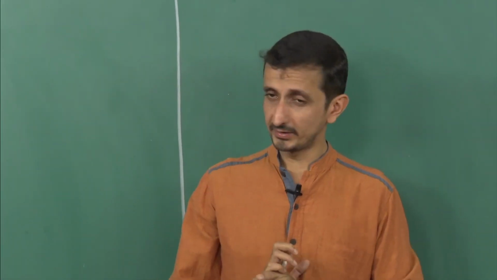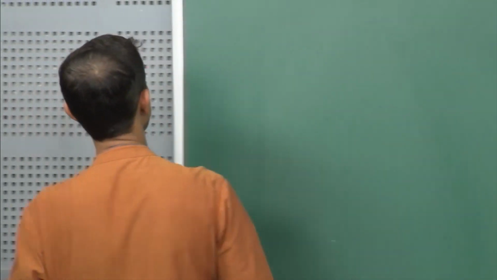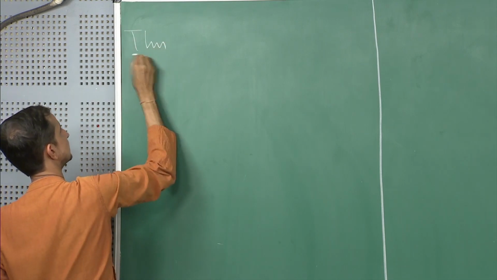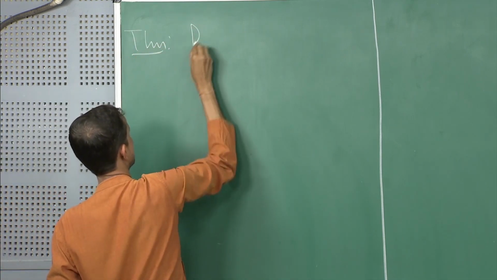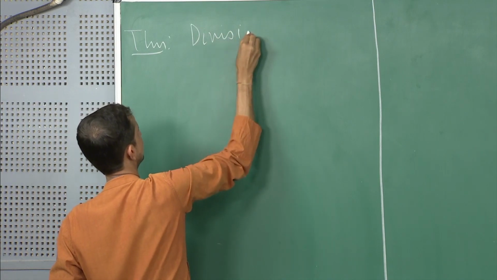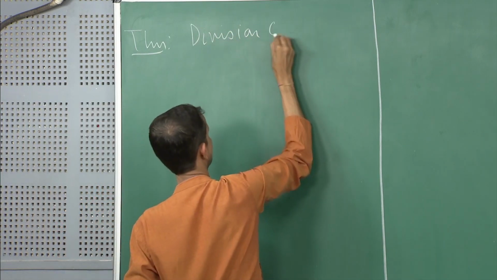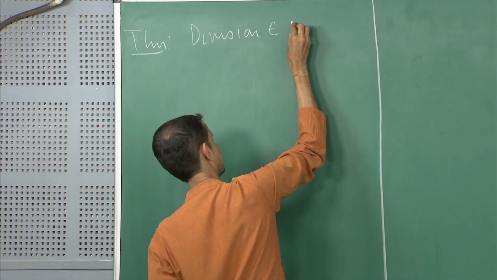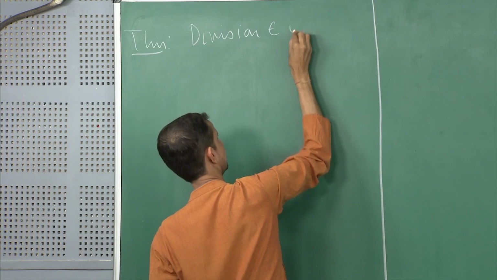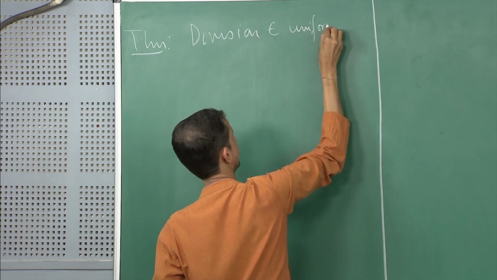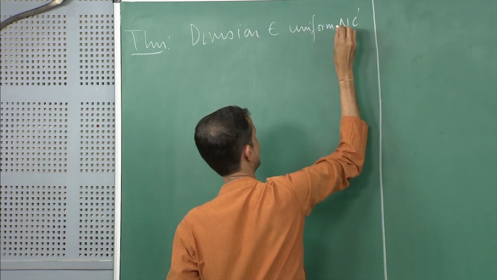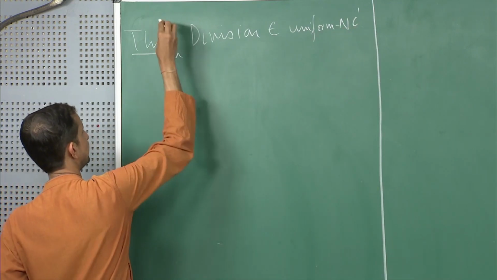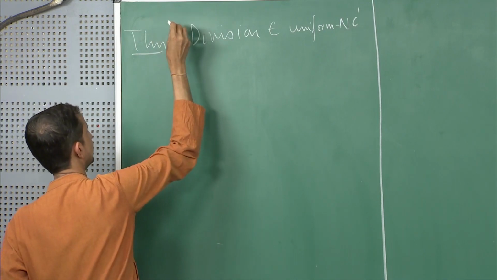So we are looking at this problem. The problem that we want to solve is division in uniform NC1, and as I said, this is a result due to Cook, Beam and Hoover.